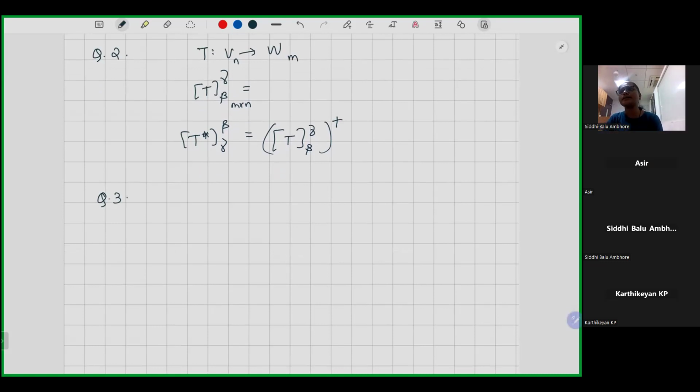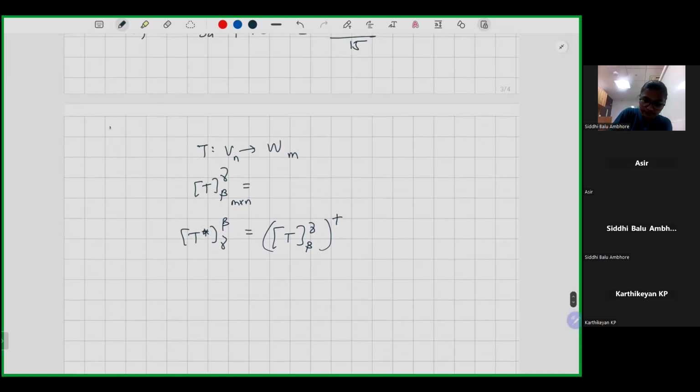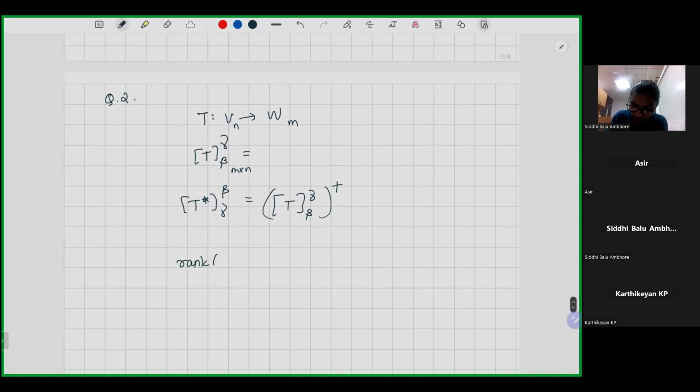Yes sir, in this context I just had one small doubt. Question two that you wrote. Yesterday in your class you said that rank of T is equal to rank of T star. So I just thought, if rank of T is less than n, if it is not full rank, in that case whether rank of T is equal to rank of T star. I don't think rank of T is equal to rank of T star always.